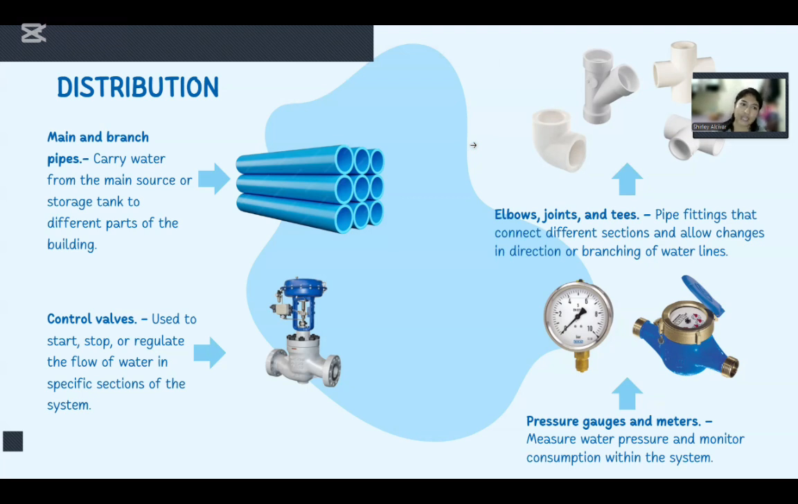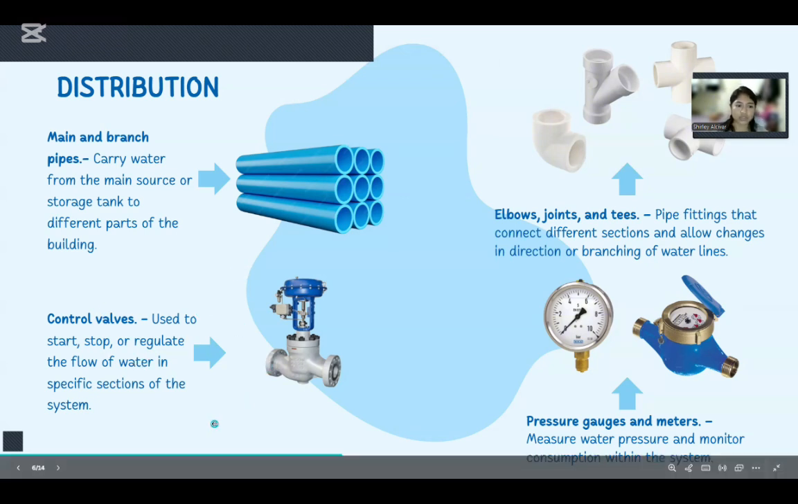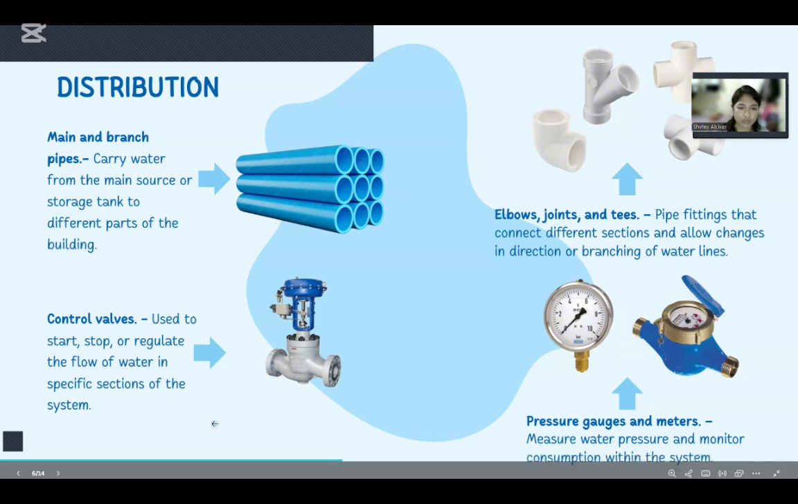I am going to talk about distribution components on water supply. First, we have the main and branch pipes, generally pipes. They can carry water from the main source to the storage tank or different parts in the building on the water system. Then control valves used to start, stop, and regulate the flow.